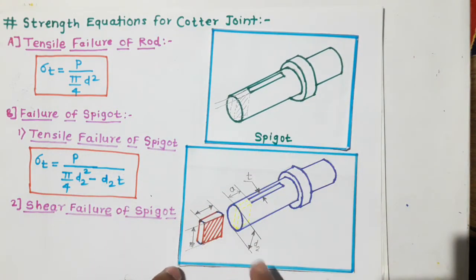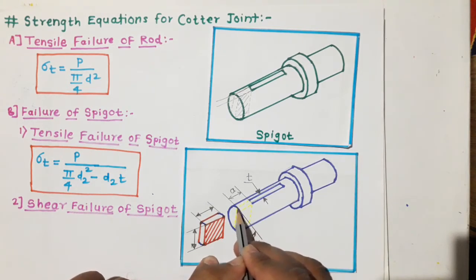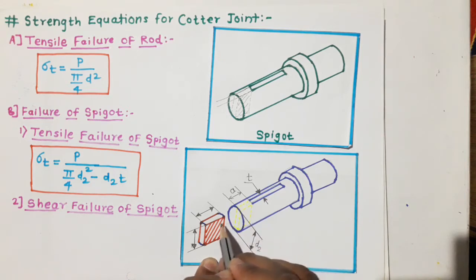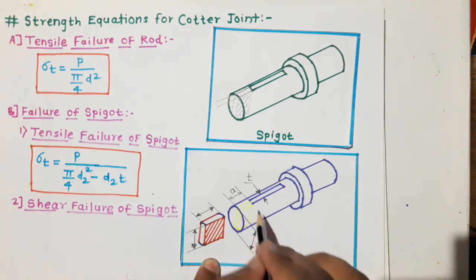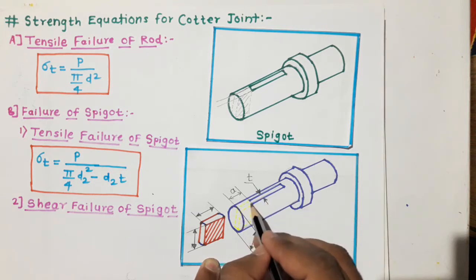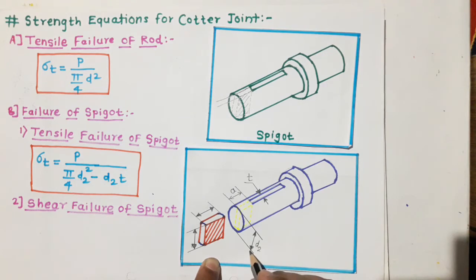So you can see in this diagram the detailed view of this failure. As I explained, the material which is present after this slot, that is this much portion, will get sheared off from this spigot, and it will come out from the spigot end. This is the portion of material that got sheared off from the spigot. Now if you look at the dimensions of this spigot, t is the thickness of this slot, a is the distance between the end of the slot and the end of the spigot, and d2 is the diameter of this spigot.